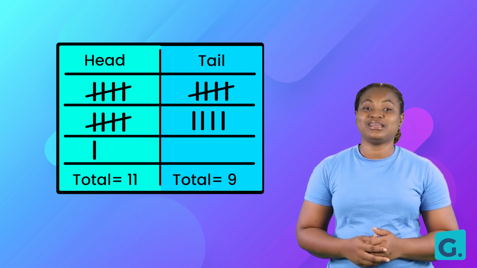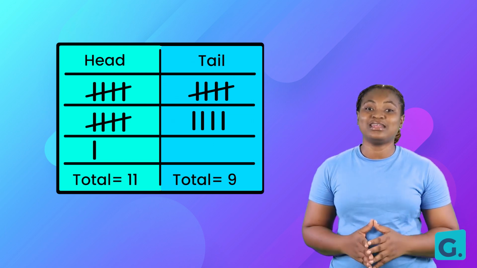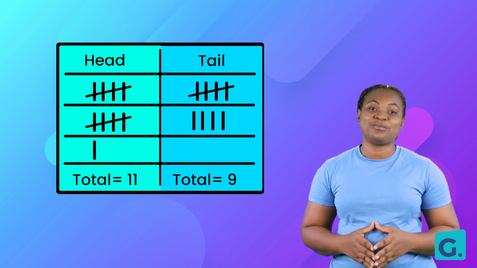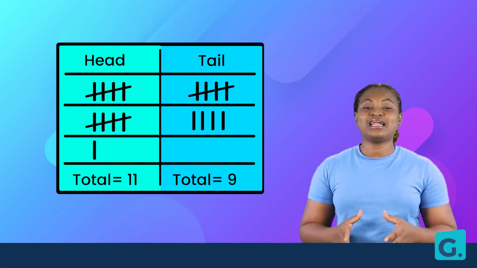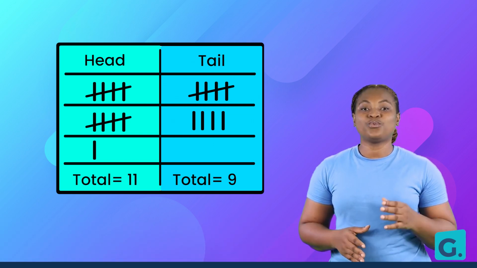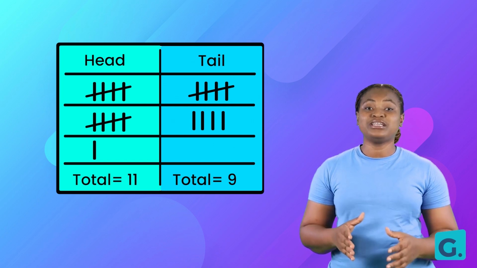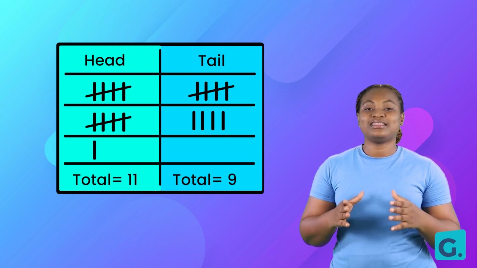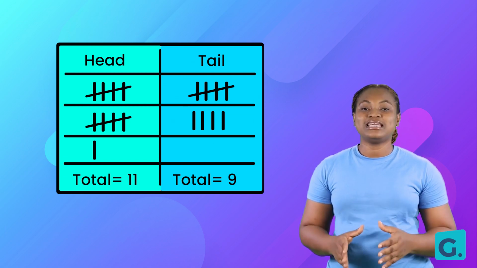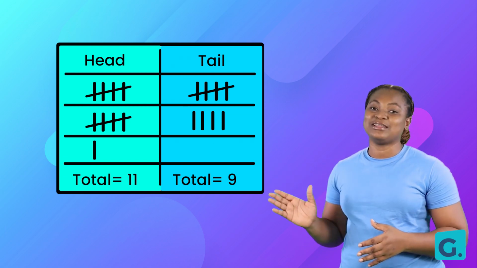In conclusion today, we have had fun learning about a coin and the fact that a coin is circular in shape. We've also learned that tally marks are the representation of the data in the form of vertical lines. We put one vertical line for each of the 4 counts, and the diagonal line is put for the 5th count. These marks are called tally marks.